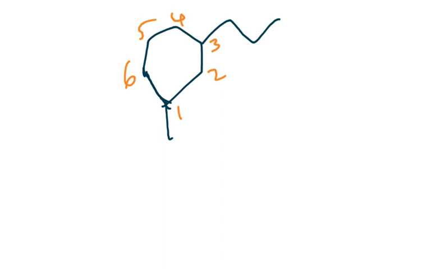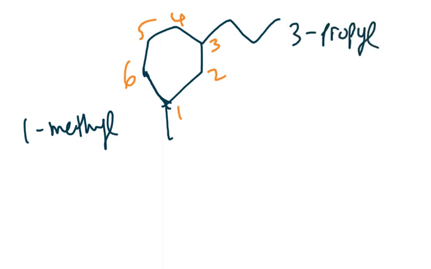So now that we have our substituents known and our parent cyclic alkane known, we can name the molecule. On the 1 carbon, we have a methyl, so we have a 1-methyl. And on the 3rd carbon, we have a propyl, so we have a 3-propyl. And we have a ring that's 6 carbons long, so it would be a cyclohexane ring.